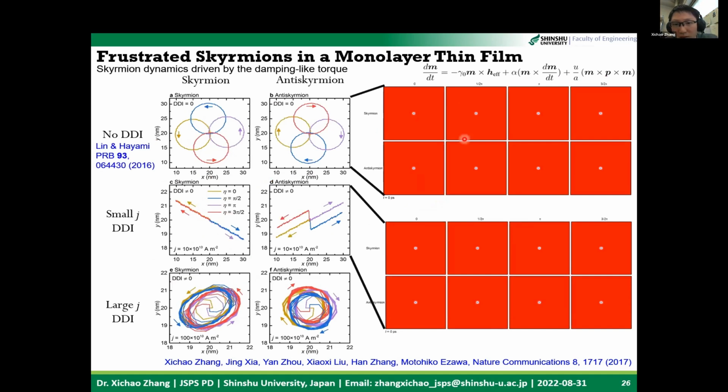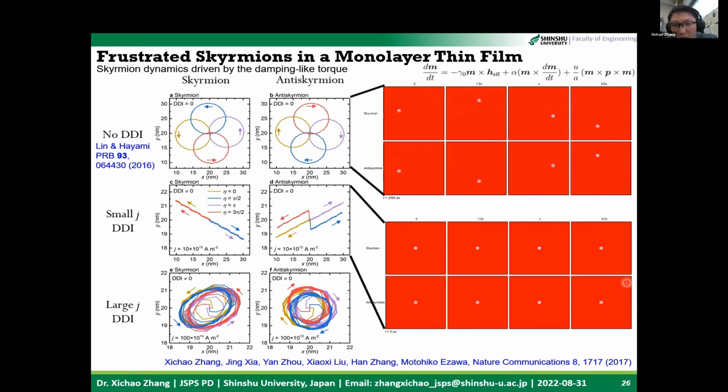Okay, so what is more important and interesting is the dynamics of frustrated skyrmions driven by the damping-like spin torque. The current-induced dynamics of frustrated skyrmions in the absence of dipole-dipole interaction have been reported by Lin and Hayami in this PRB paper. And the key feature of the dynamics is that the skyrmion moves in a circular path, and its helicity also varies with time because it is coupled to the center of mass dynamics.